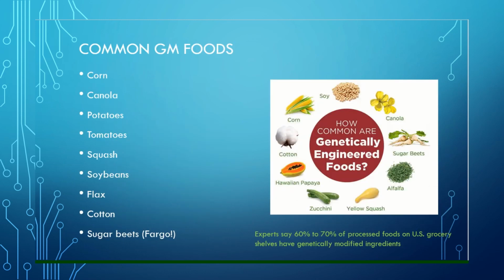Our common genetically modified foods are corn, canola, potatoes, tomatoes, squash, soybeans, flax, cotton, and sugar beets. And I put Fargo in there because there's a lot of sugar beets in Fargo where I went to school. And experts say that 60 to 70% of processed foods on grocery store shelves actually have genetically modified organisms. Ingredients, excuse me. So lots of things that we're consuming are genetically modified.